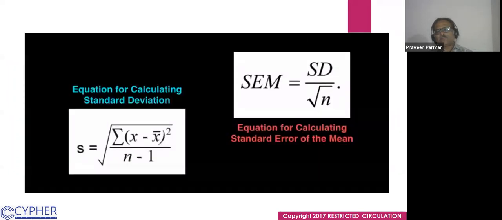The equation for calculating the standard deviation I have explained here. That is x minus x bar, squared and summed, divided by n minus 1, and then we find the root. That is the equation for calculating the standard deviation. And the standard error of the mean, SEM, is the SD over root n. So this is the equation for calculating the standard error of the mean. Basically these are the formulas we use.